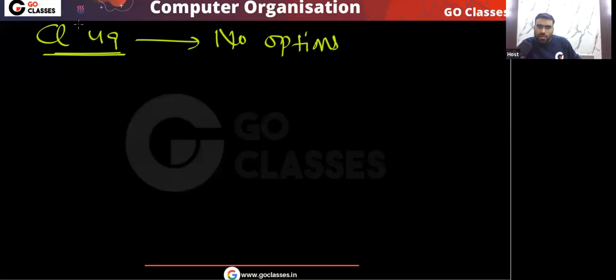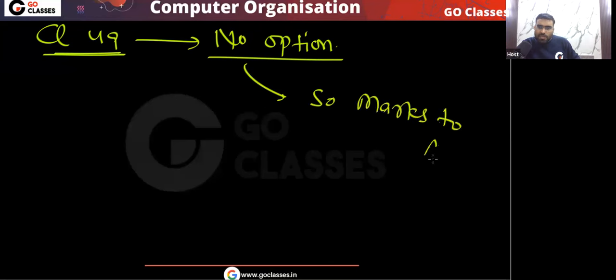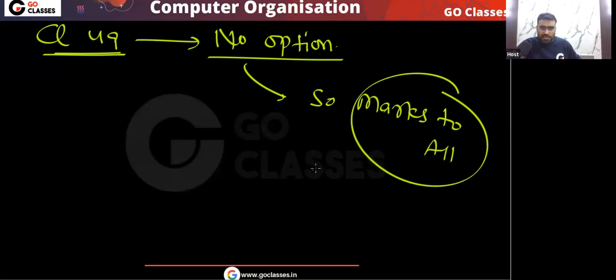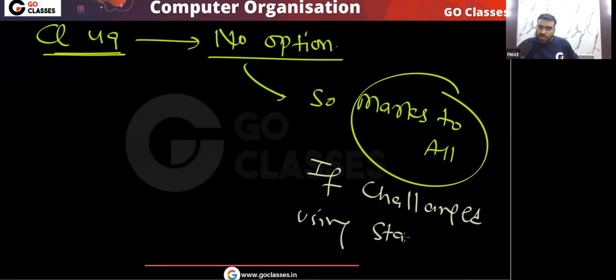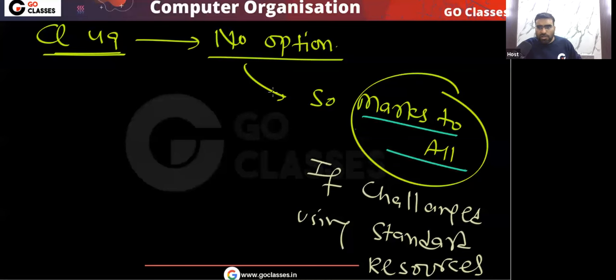So this question will become marks to all, right? This type of question, what will it become? For question 49, no option matches. So this will become marks to all if we challenge it using standard resources. Using the standard resources, you can challenge it and it will become marks to all. So don't worry about this type of ambiguous question.